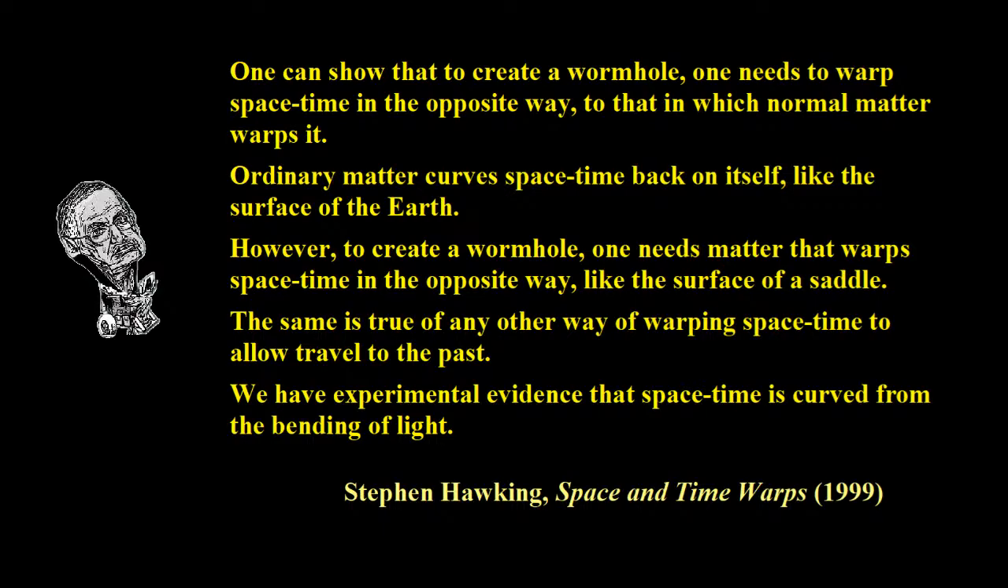We have experimental evidence. Experimental evidence. What is experiment for? To collect evidence. What is evidence for? To persuade, convince, and recruit people. That space-time is curved from the bending of light. Okay. So what they're going to try to do is not explain to you. They're not going to rationalize this theory for you. What they're going to do is try to convince you. And for that, they bring proof, evidence.